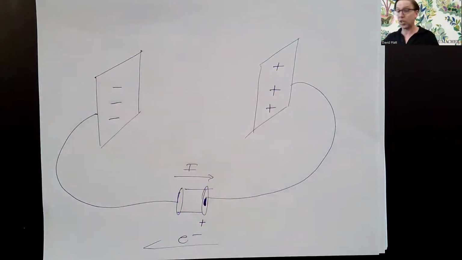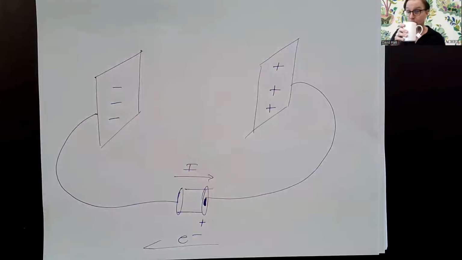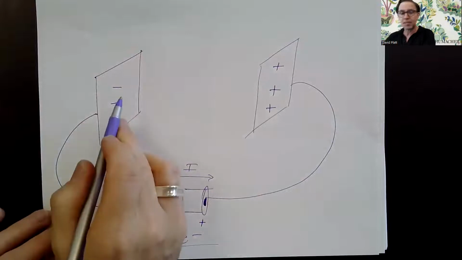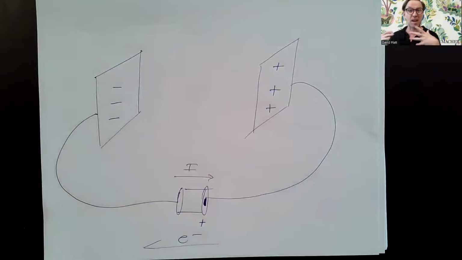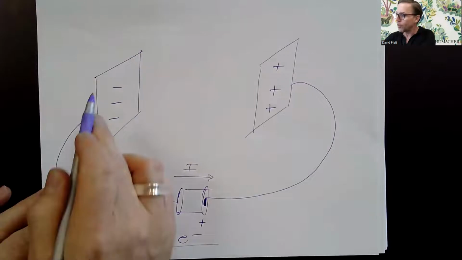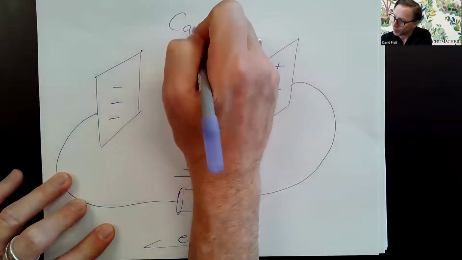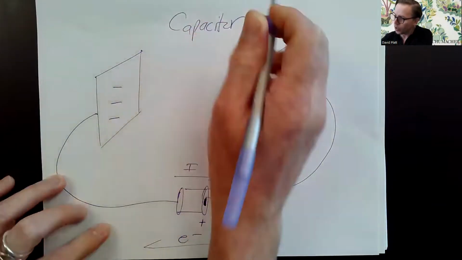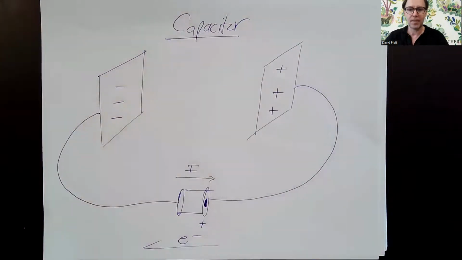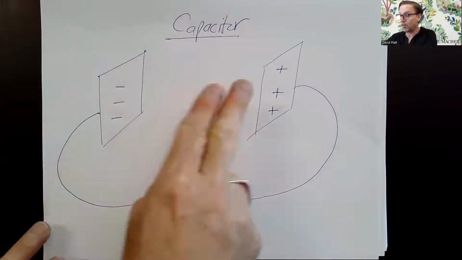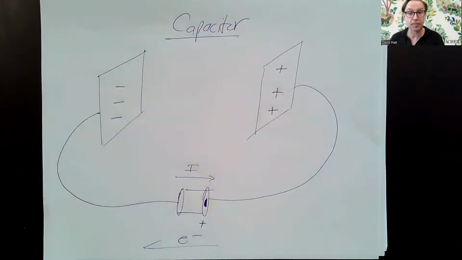And so that full, my cup is full of yummy herbal tea. And this plate is full of negative charge, and this plate is full of positive charge. That's what we mean by full, what its capacity is. So these two plates are a capacitor. Two parallel plates are a capacitor. That is the thing that is a capacitor. And it has a capacity, the amount of charge that I can move.